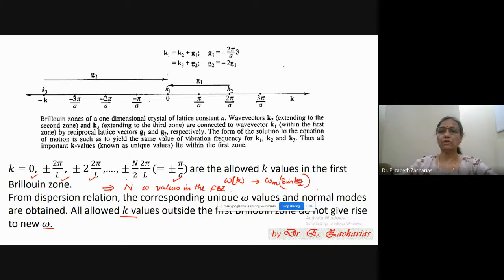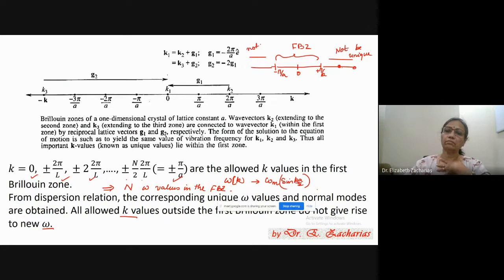Now I have to tell you something. We confined ourselves to 0, minus pi by a, plus pi by a, which is the first Brillouin zone. Now, if you go out of the first Brillouin zone on either side, you will be able to see other k values and omega values, but because of that sine ka by 2, the omegas that you are getting outside here will not be unique. It will be simply a repetition of what you got inside your first Brillouin zone.